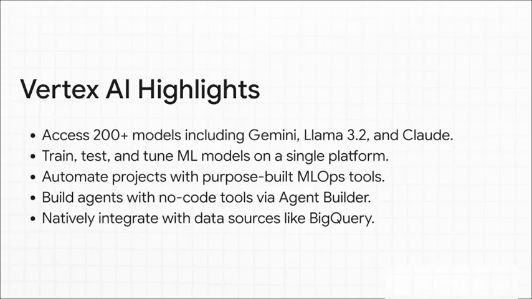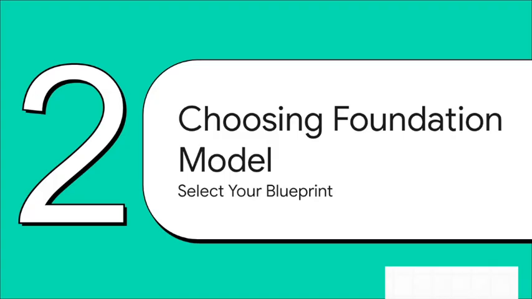I mean, you get access to this massive library of over 200 models. We're talking Google's own Gemini, open source powerhouses like Llama, Claude, you name it. And it's not just about access. You can train, tune, and test them right there. You've got all the MLOps tools to manage the whole lifecycle, and you can even build AI agents without writing a line of code. Plus, it all plugs right into your data in places like BigQuery. It's completely integrated.